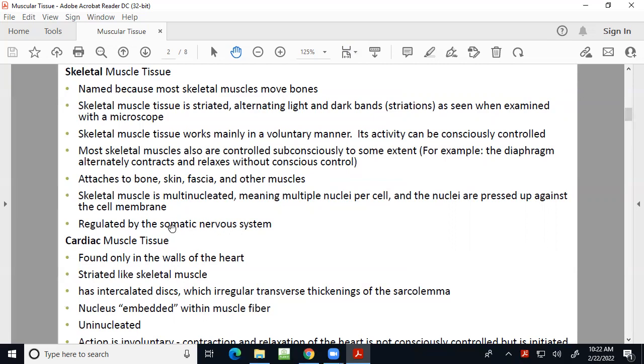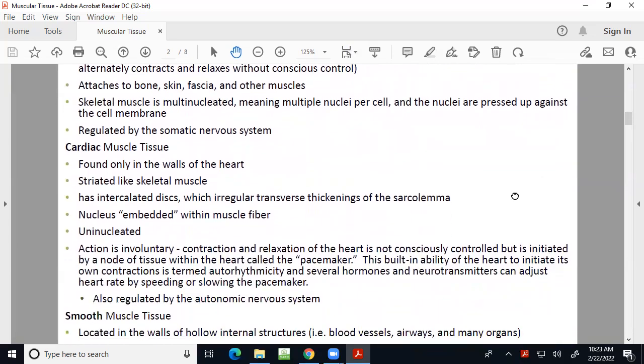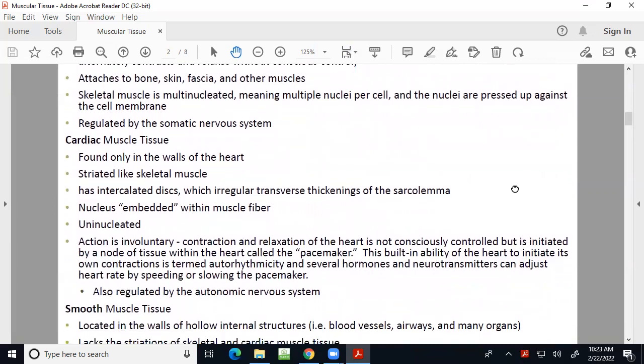We'll talk about the different divisions of the nervous system later on in the semester. Now, when it comes to skeletal muscles, they can also be controlled subconsciously to some extent. In other words, without our conscious intent or awareness, like the diaphragm, which is the muscle that allows us to breathe. We can contract and relax it without our conscious control. And that's great because then we don't have to focus on breathing all the time. We can take over conscious control of it, like if you want to hold your breath in the shower, so that you don't accidentally breathe in water and drown.